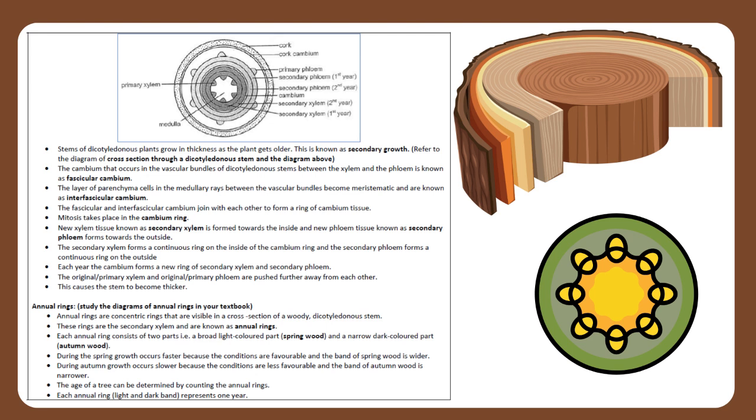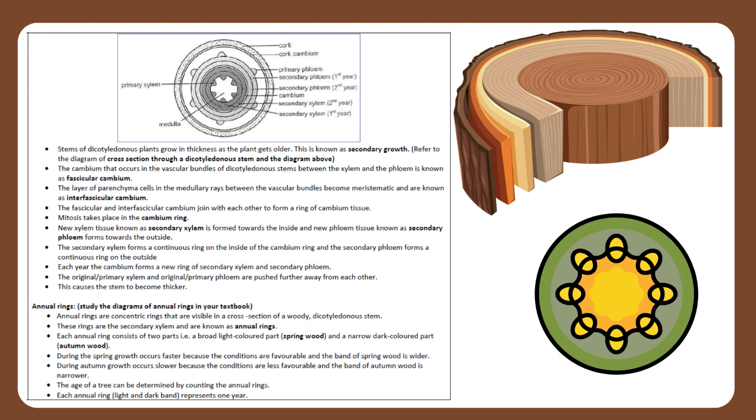The layer of parenchyma cells in the medullary rays between the vascular bundles become meristematic and are known as interfascicular cambium. The fascicular and interfascicular cambium join with each other to form a ring of cambium tissue. Mitosis takes place in the cambium ring. A new xylem tissue known as secondary xylem is formed towards the inside, and new phloem tissue known as secondary phloem forms towards the outside. The secondary xylem forms a continuous ring on the inside of the cambium ring, and the secondary phloem forms a continuous ring on the outside.